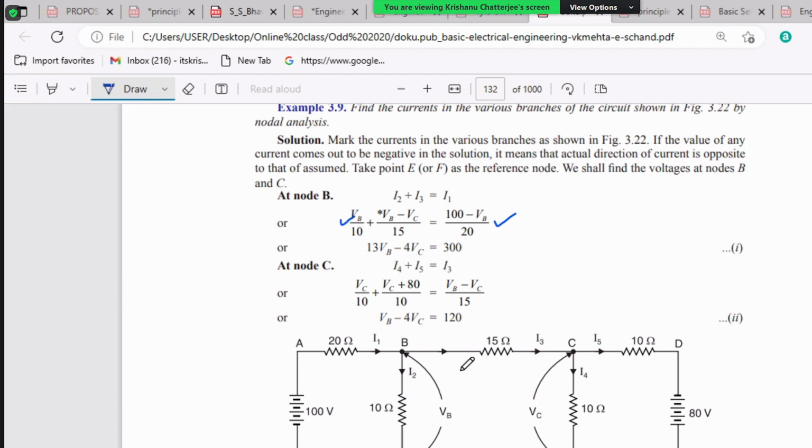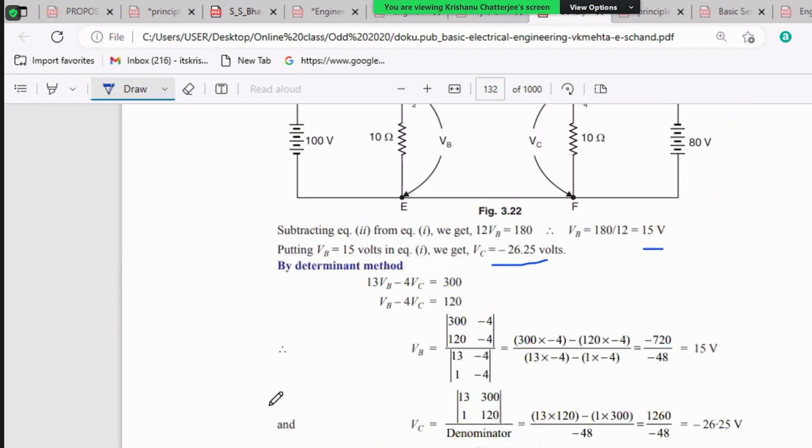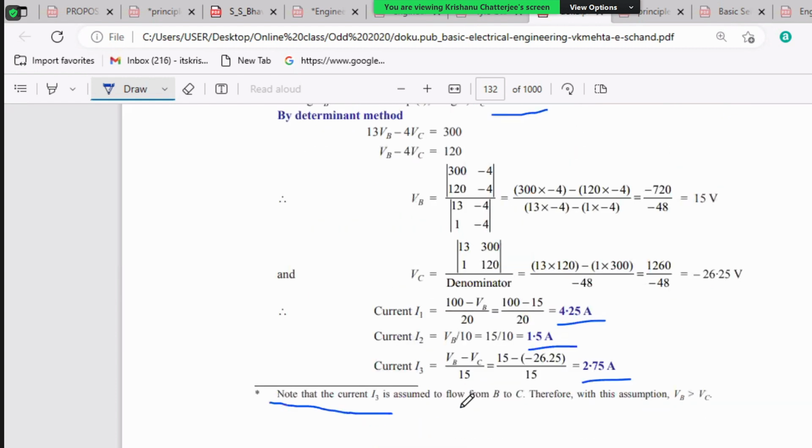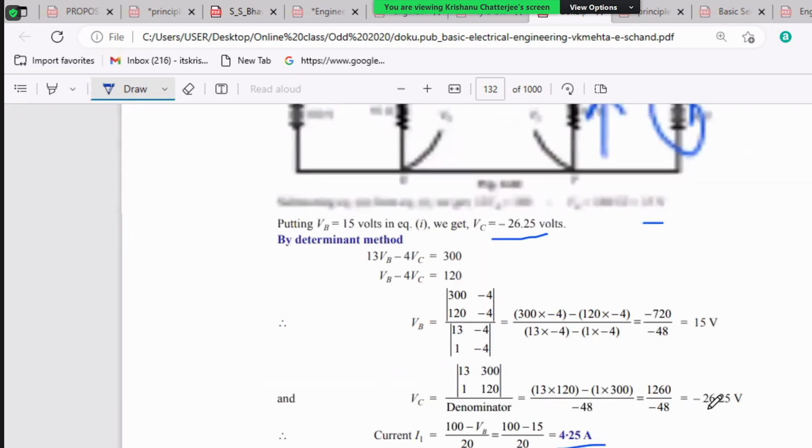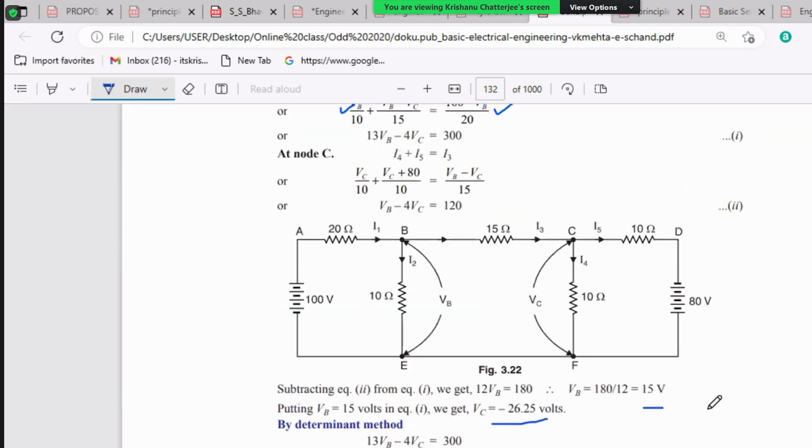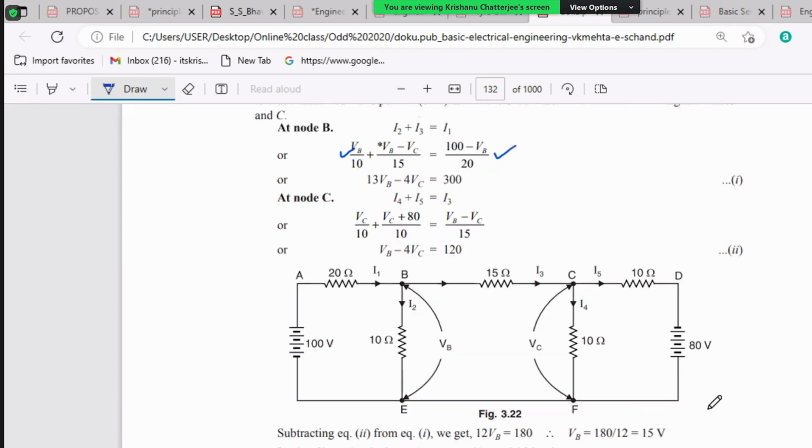One star is given in VB. Why is the star given? Note that the current I3 is assumed to flow from B to C. Therefore, with the assumption, VB is greater than VC. If we had taken the current direction of I3 to be opposite, from C to B, then it should be VC minus VB. If somehow you are getting the current I3 negative, that means actually it is flowing from C to B. Clear?